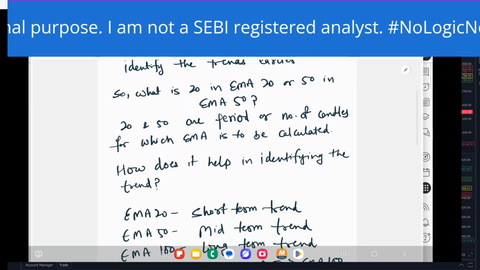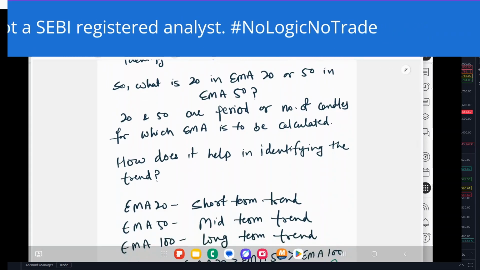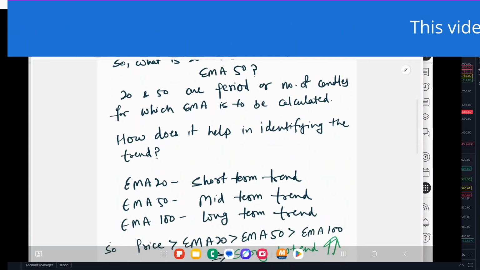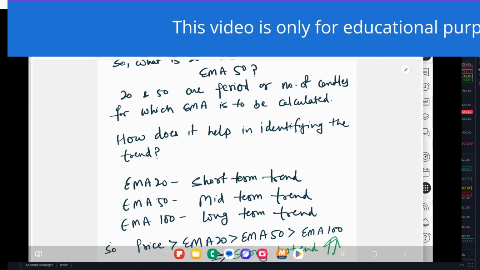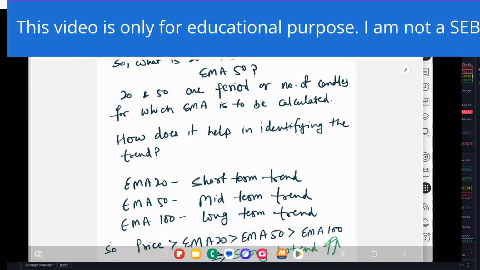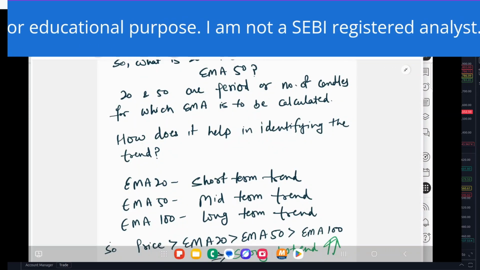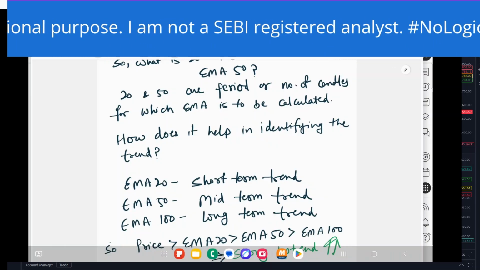So the next question is, how does it help in identifying the trend? When we are talking about trend, when we say EMA 20, we are usually tracking the short-term trend for a particular script. When we say EMA 50, we are targeting the mid-term trend for that particular script, and EMA 100 we use to track the long-term trend.